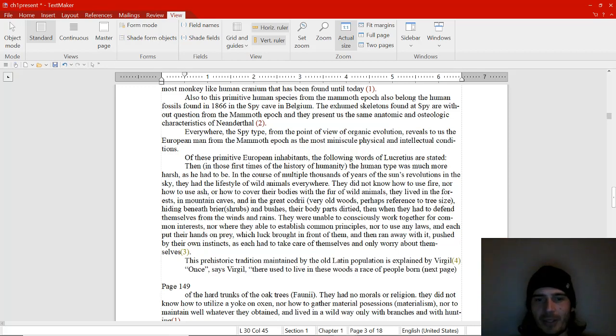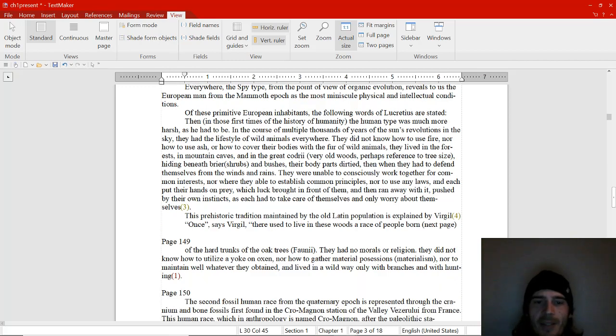This prehistoric tradition maintained by the old Latin population is explained by Virgil. Once, says Virgil, there used to live in these woods a race of people born of the hard trunks of the oak trees, the Fauni. They had no morals or religion. They did not know how to utilize a yoke on oxen, nor how to gather material possessions, nor to maintain well whatever they obtained, and lived in a wild way only with branches and with hunting.